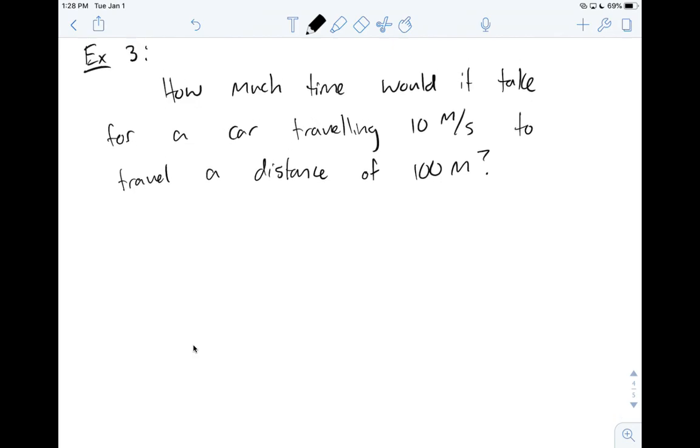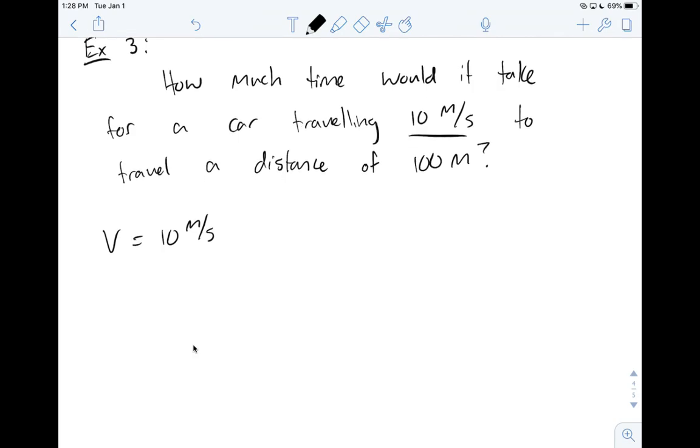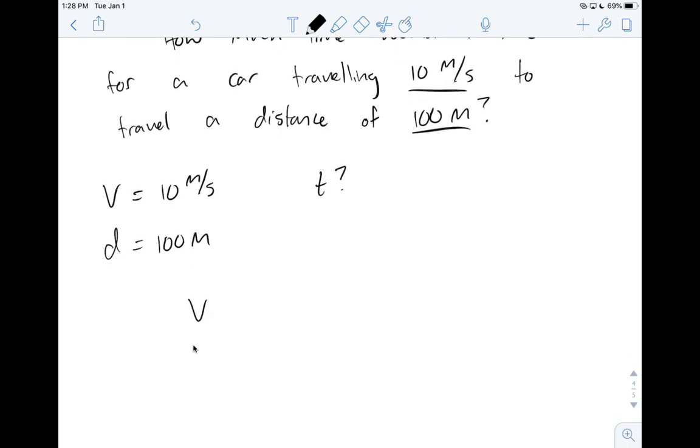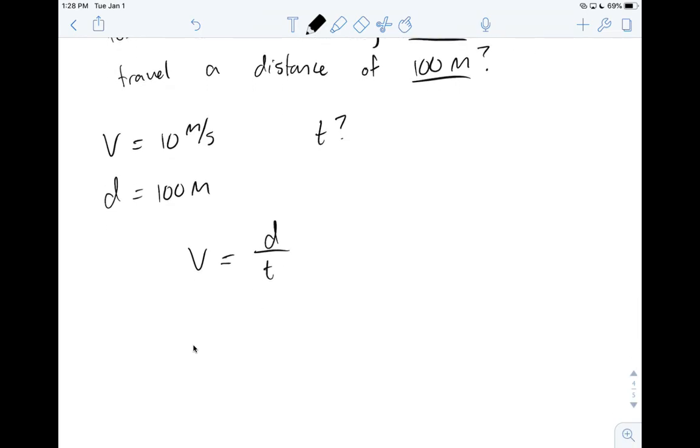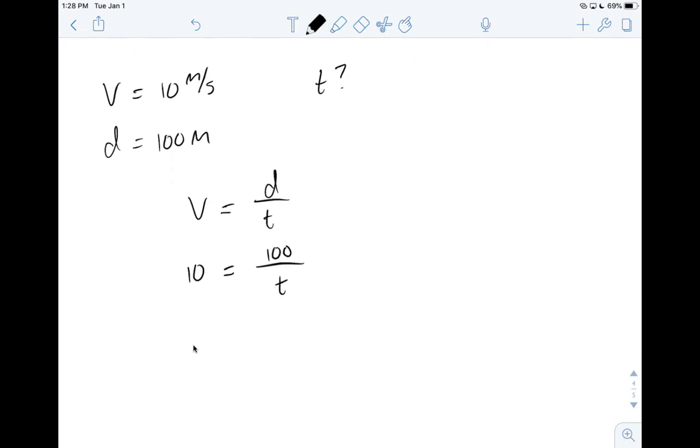Okay, so same process. Let's write down the things that we know. They give us this number right here, 10 meters per second. That would be the speed the car is moving. So v is 10 meters per second. To travel a distance of 100 meters. So distance is 100 meters. And then we are trying to find the time. We want to know that. So let's set up the v equals d divided by t equation and then plug in the things that we know. So v is 10, d is 100, t we do not know, and then solve for it.